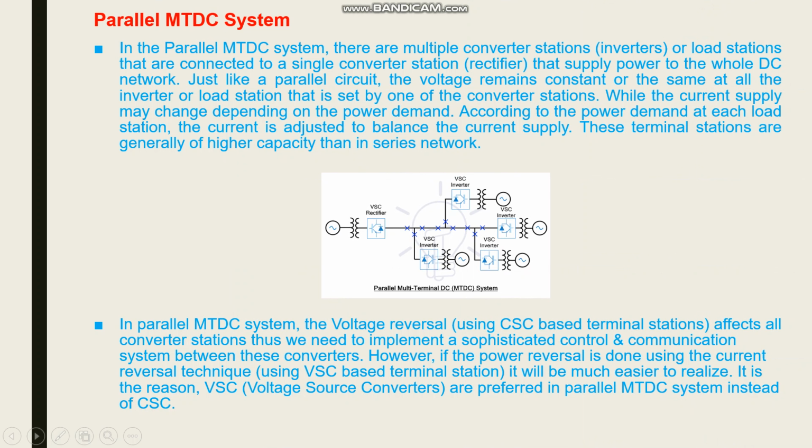In a parallel MTDC system, the voltage reversal using a current source converter based terminal station affects all converter stations. Thus we need to implement a sophisticated control and communication system between these converters. However, if the power reversal is done using the current reversal technique using a voltage source converter based terminal station, it will be much easier to realize. It is the reason the voltage source converters are preferred in a parallel multiple terminal DC system instead of a current source converter.